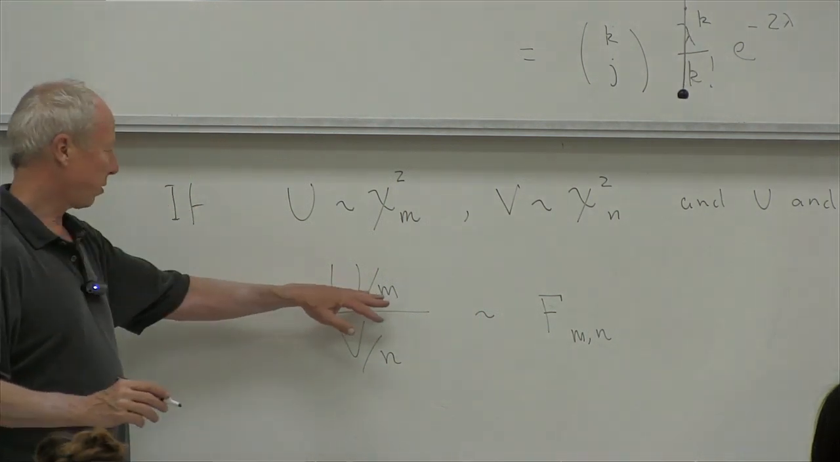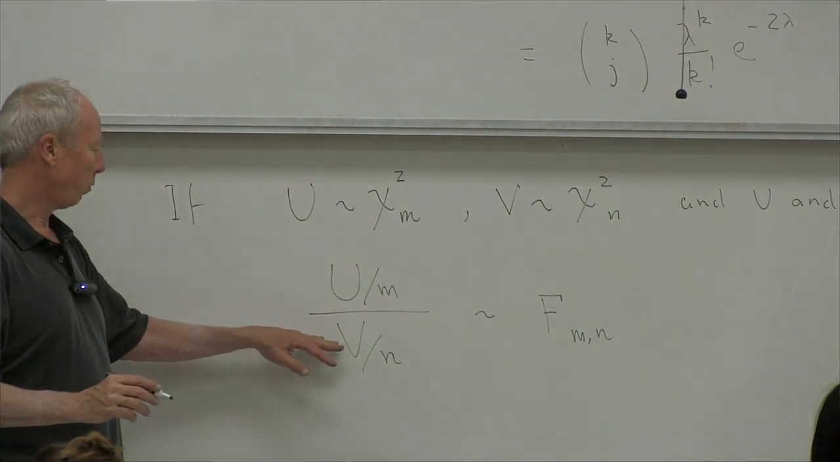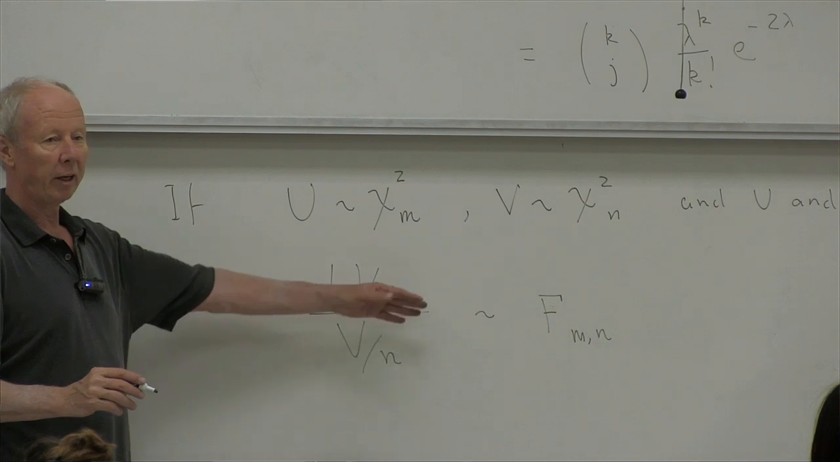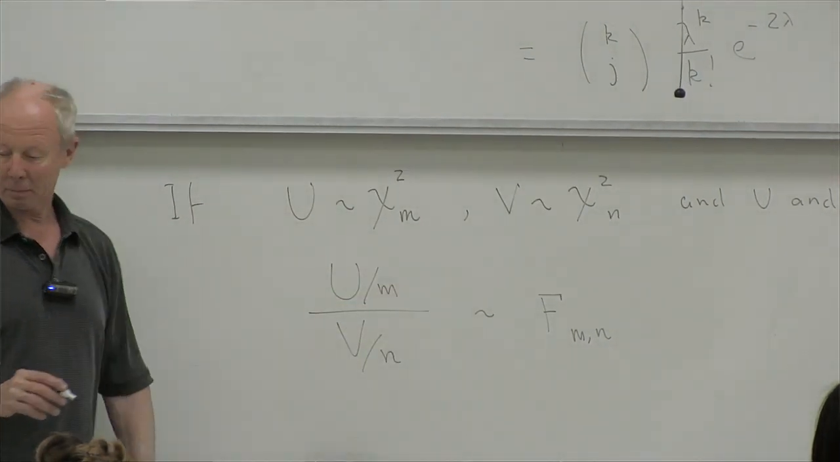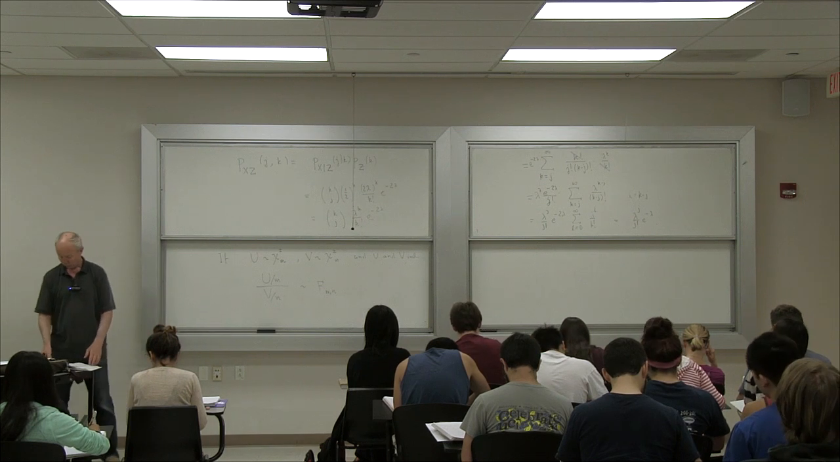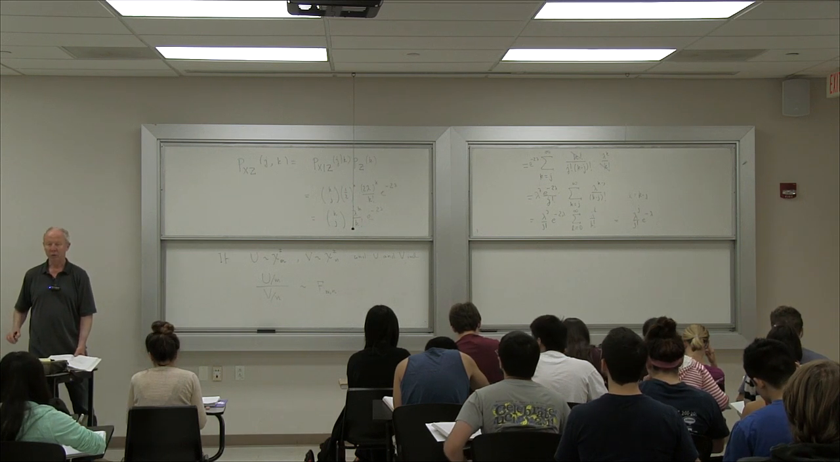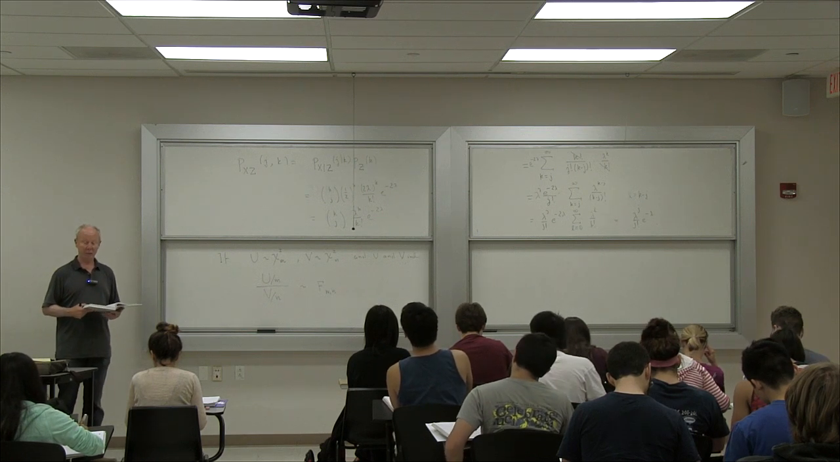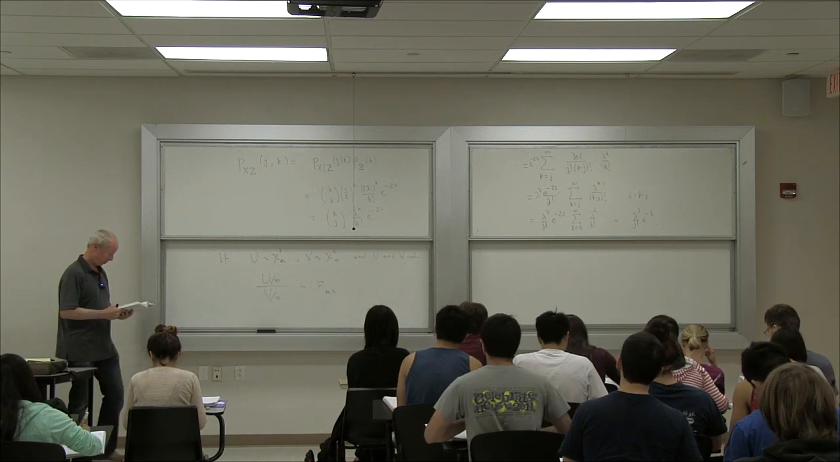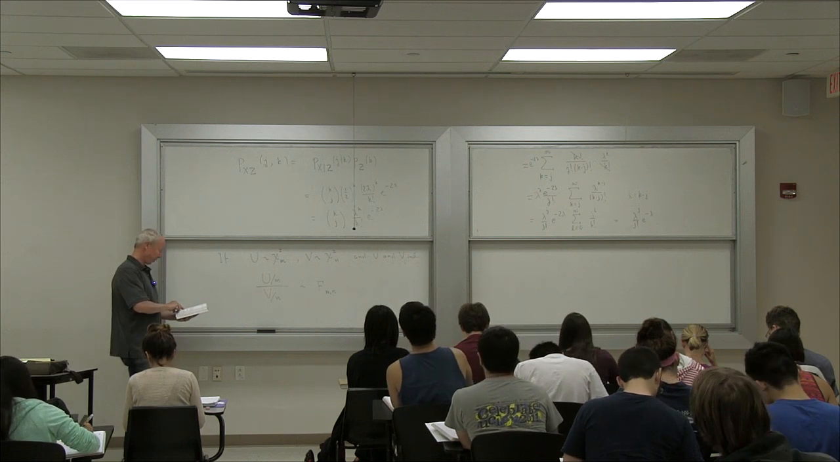U divided by its degrees of freedom over V divided by its degrees of freedom has a distribution that we call F with parameters M and N. And we even computed the density for this.